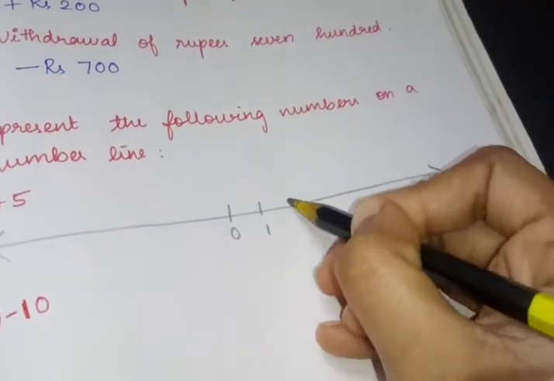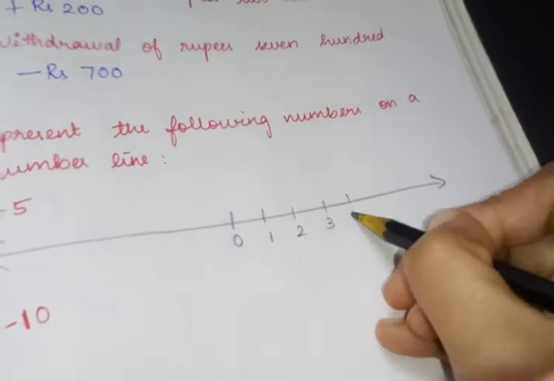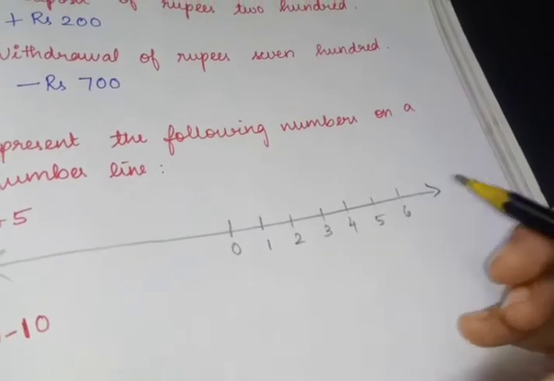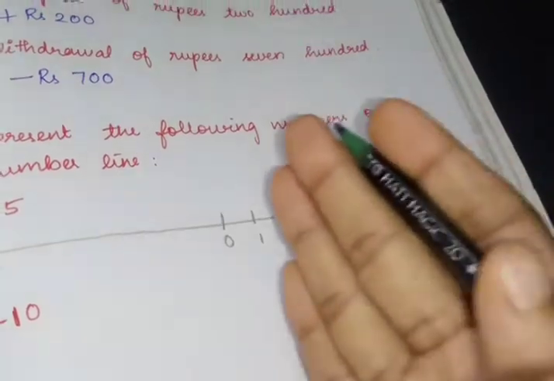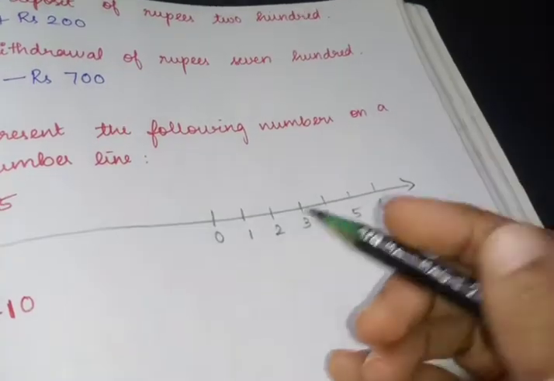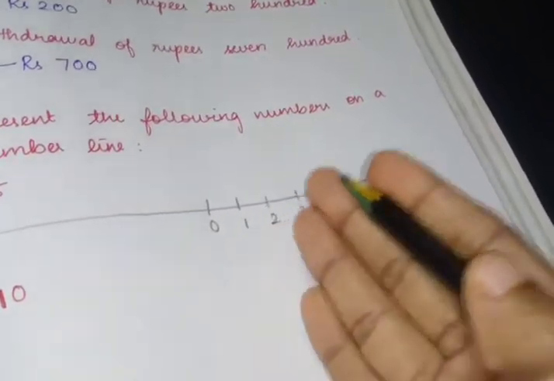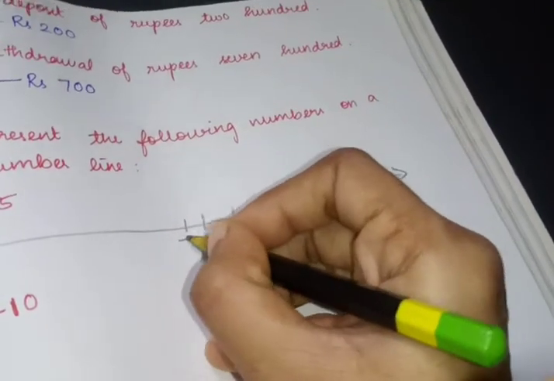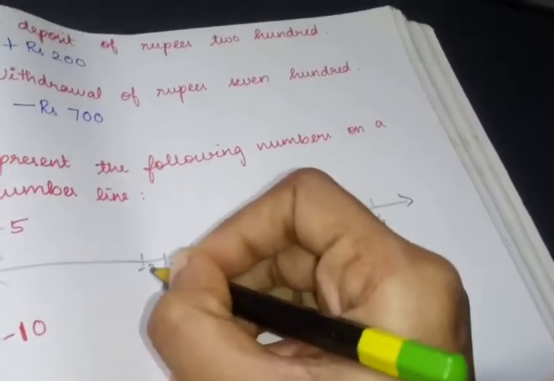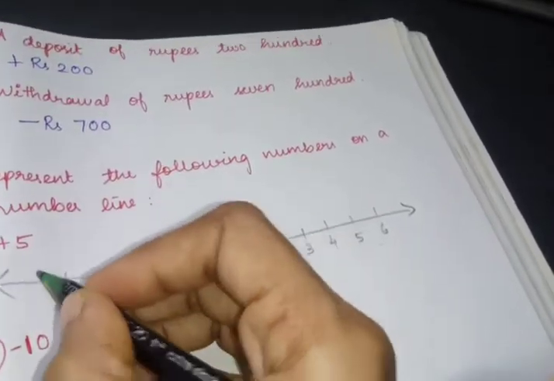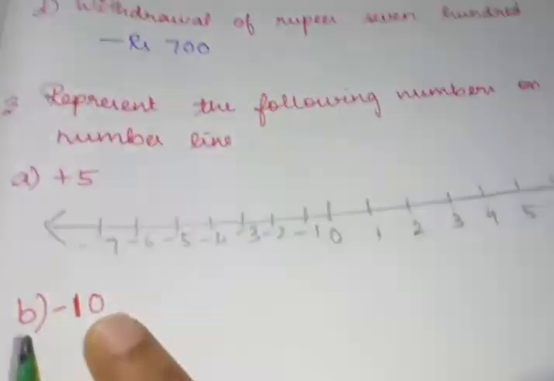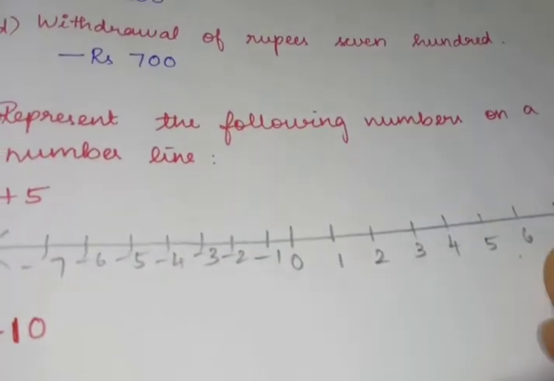0, 1, 2, 3, 4, 5, 6. Always the positive integers should be written on your right side like this: 1, 2, 3. Don't write 6, 5, 4 like that. Next, minus 1, minus 2, minus 3, minus 4, minus 5, minus 6, minus 7. Now I have drawn the number line.